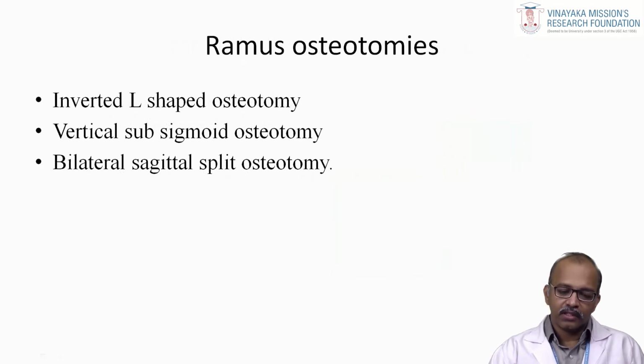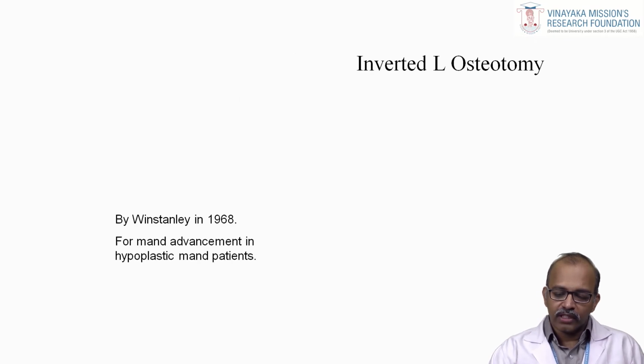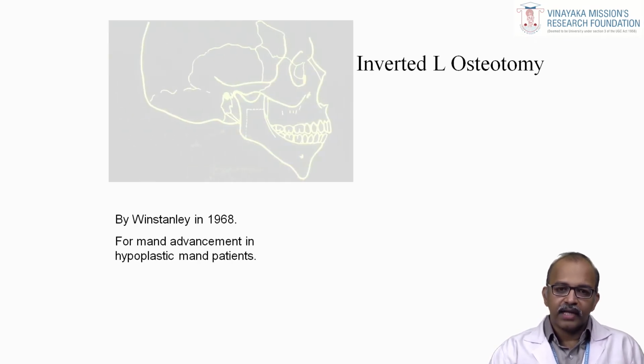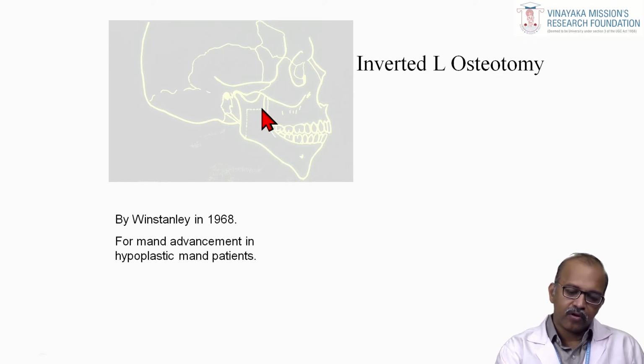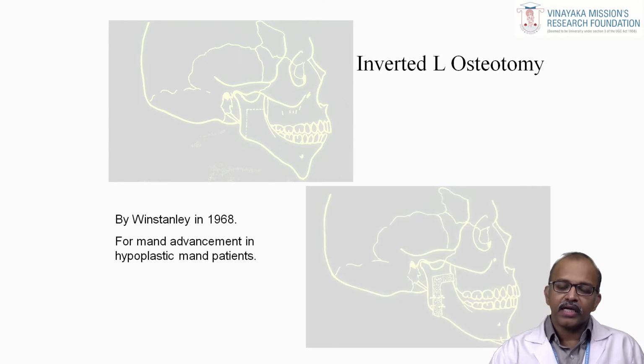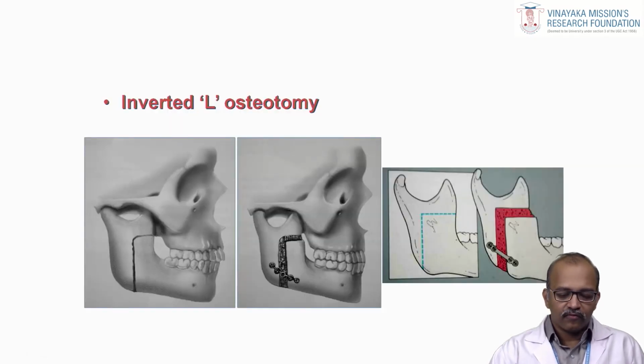Ramus osteotomies. These are the popular osteotomies that are being done now. Inverted L osteotomy, vertical subsigmoid osteotomy, bilateral sagittal split osteotomy. Inverted L osteotomy. As the name suggests, inverted L, the cut is placed from the anterior border of the ramus till posterior to the lingula and then a vertical cut is done. This is mostly done intraorally. So, for advancement you can do inverted L osteotomy.